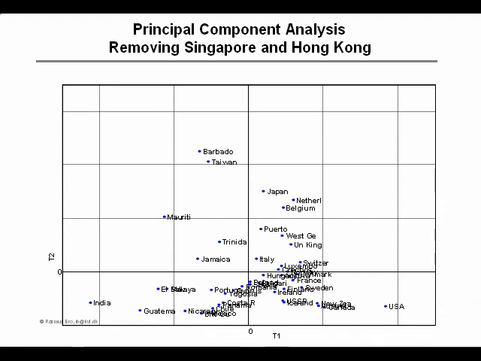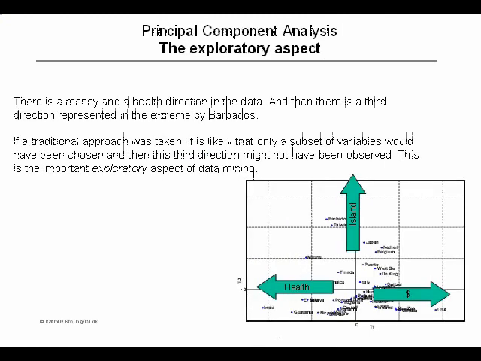If we look at the PCA plot when we have excluded Singapore and Hong Kong, it's easier to see the different details in the data. And now we can start to look more detailed into the patterns, into what countries are grouped together, for example, and we can make some quite interesting observations.